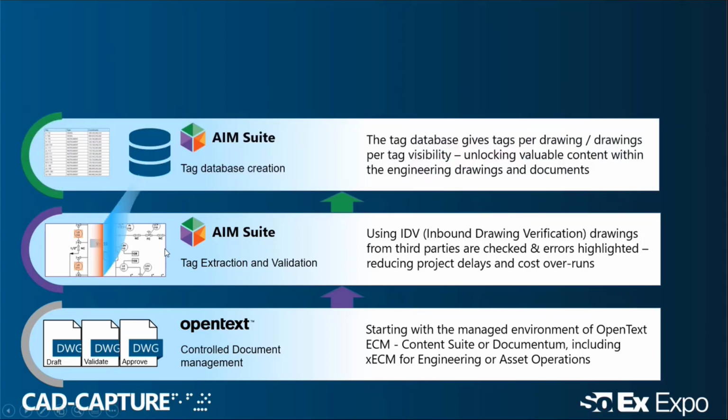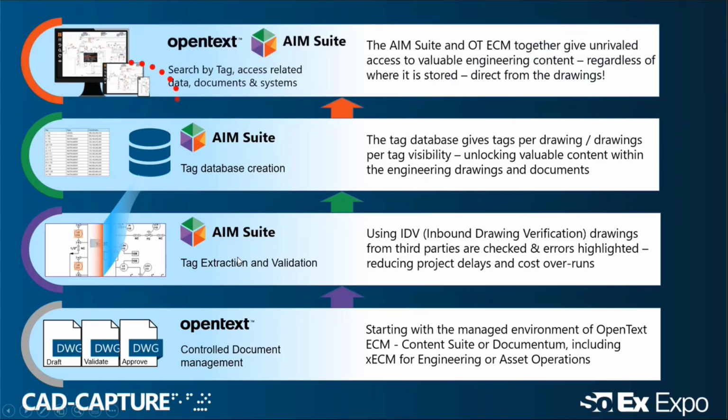When we've extracted that information, we can also create a tag database, and this means you have the visibility of tags per drawing and drawings per tag, thus unlocking the content within the drawings and giving you access to the value that has already been in your drawings and very often is not accessible. And this can be very powerful in terms of making sure that you can find information firstly, and then find the related information, documentation, and system information as needed.